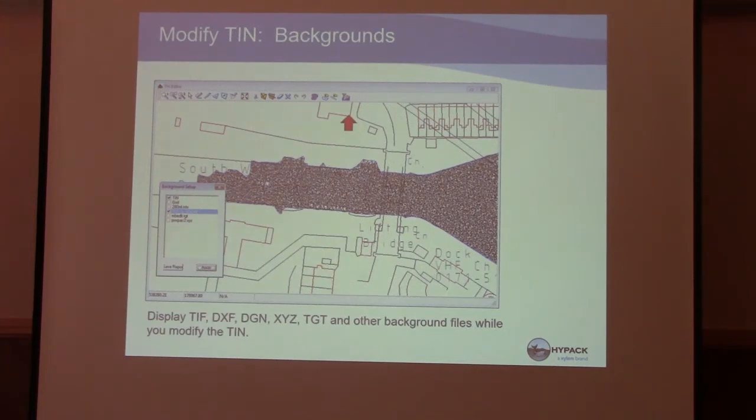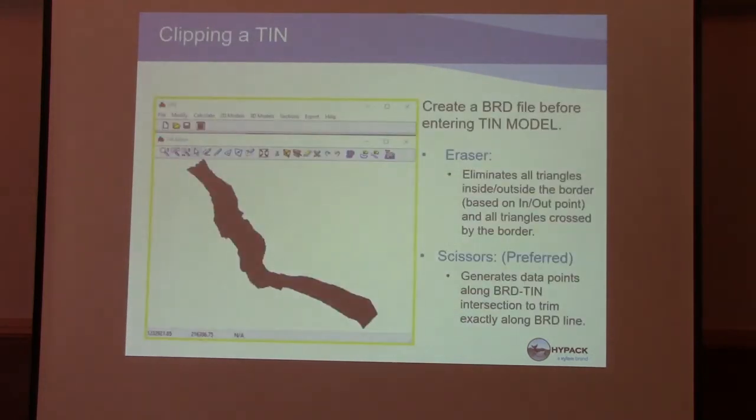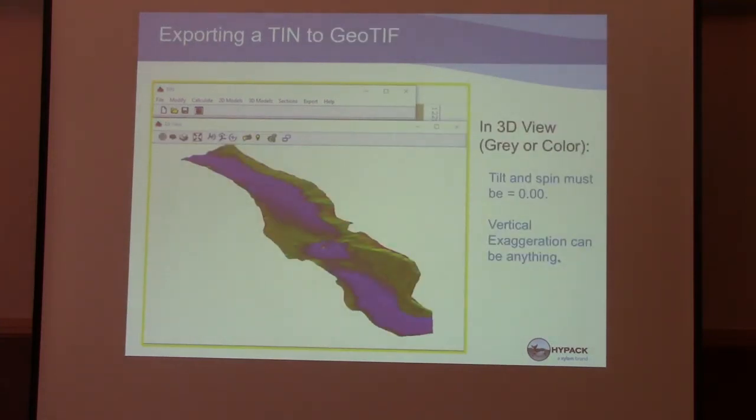Any of the things that we bring in as a background chart, including target files, can be brought in to show where you want to edit your data. Yeah, you should be able to bring in any other displays. So any S57 charts, TIFF files, MrSID files, all that stuff should be able to be drawn. Clipping a tin with a border file, we talked about that enough. Exporting to GeoTIFF is what you were asking about earlier.